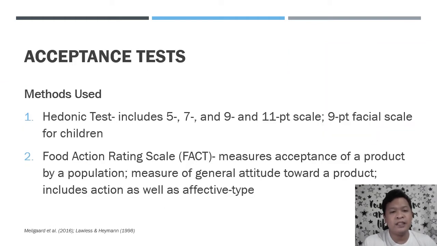So the hedonic scale is the most common method used. You have the 5, 7, and 9-point scale. Actually, there's even an 11-point scale, the labeled affective magnitude scale, and I'll bring that up in the next slide. There's also the food action rating scale, which measures the product acceptance and general attitude toward the product. However, this type of scale is somewhat obsolete already.